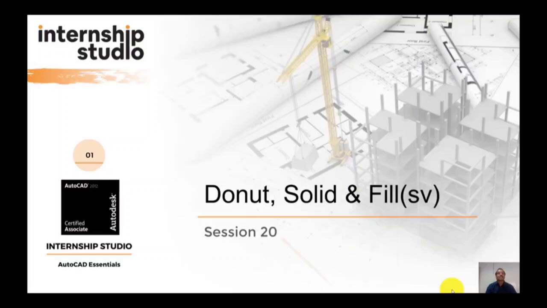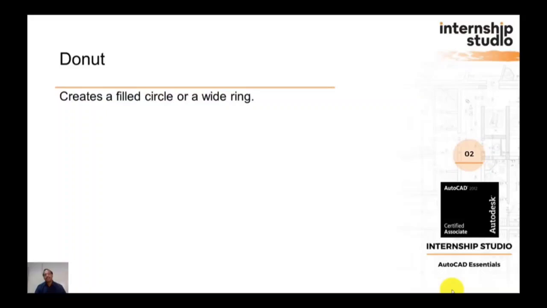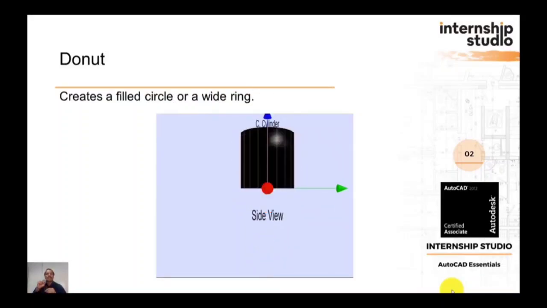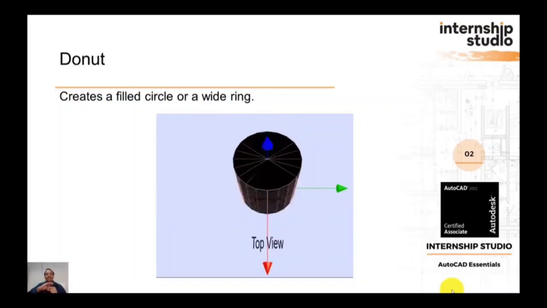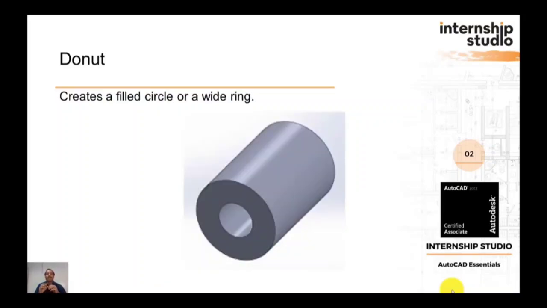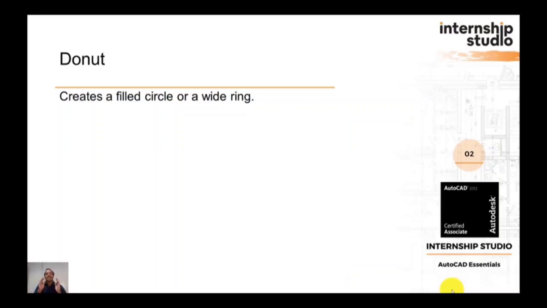We are going to discuss donut, solid and fill. Donut is the command we use to create the filled circle and ring type circle. What is the use of this one? Generally, if you see a cylinder from the top, it is a circular shape, and the material is filled. It is a filled circle. Similarly, if you see a pipe, there is an outer circle and an inner circle, and between them we have material, right? In a similar way, we are going to represent it in 2D.